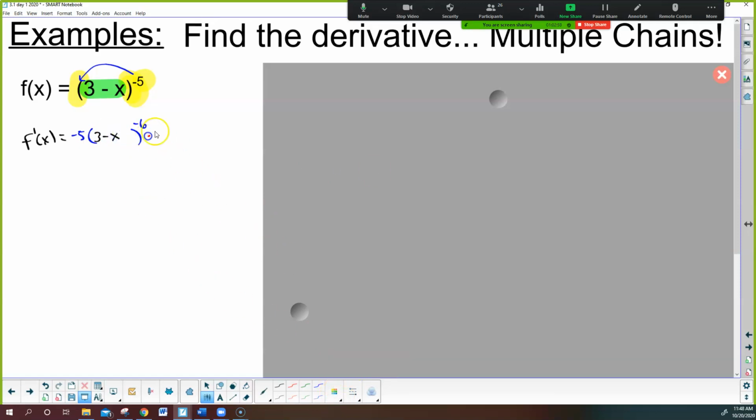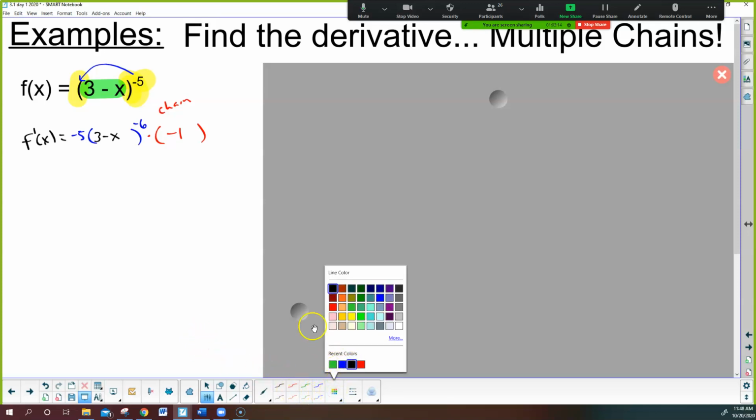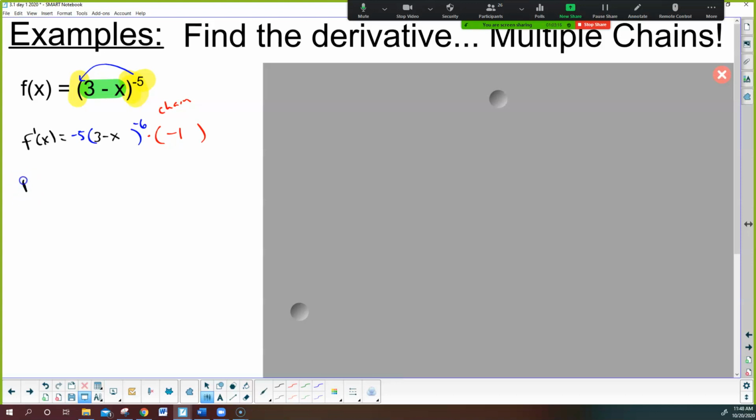And then the chain rule part is the derivative of the inside. Well, the derivative of 3 is 0. The derivative of -x is just -1. Then we can clean this up a little bit.